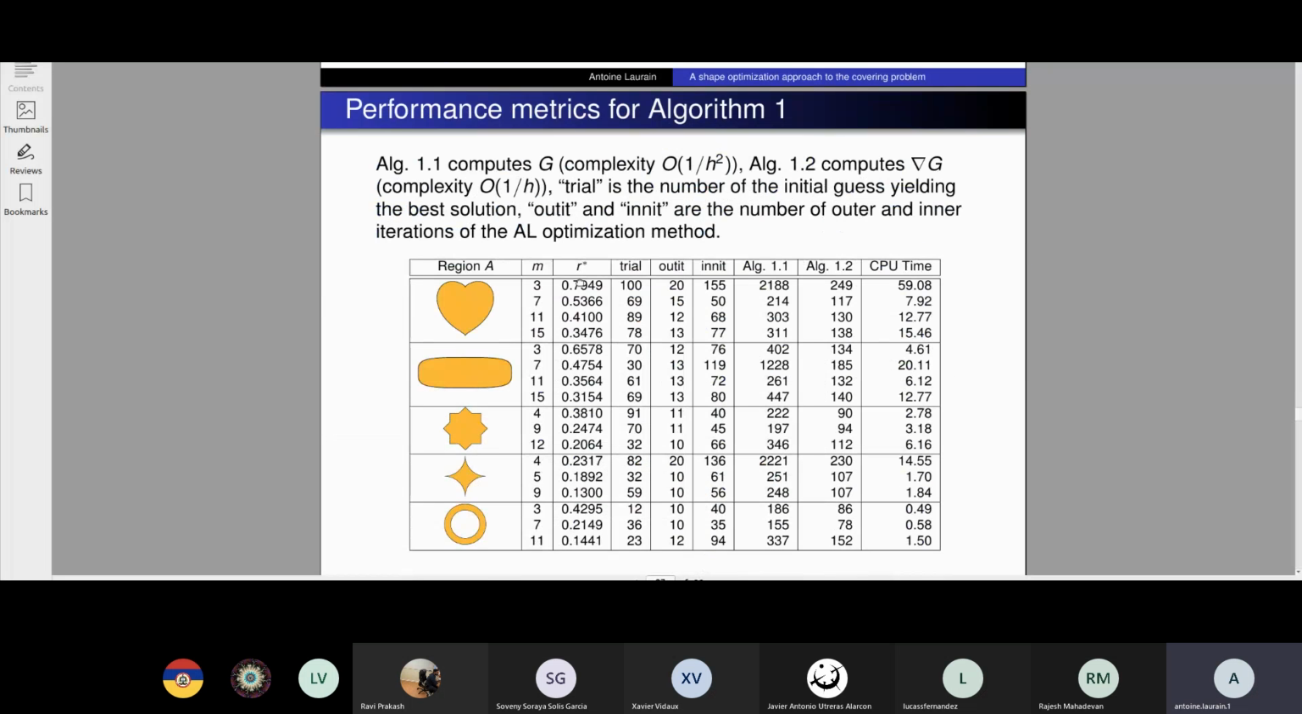Okay, maybe I will skip this performance metric because there's not enough time, but basically the idea of the algorithm is that we use a multistart strategy. So we use a random initialization, and we try 100 different random initializations. It's a way to explore the space for the minimization and to have more chances to obtain a global minimum. Okay.